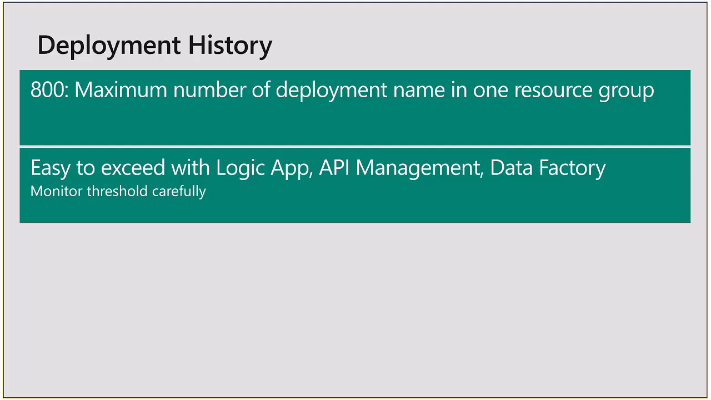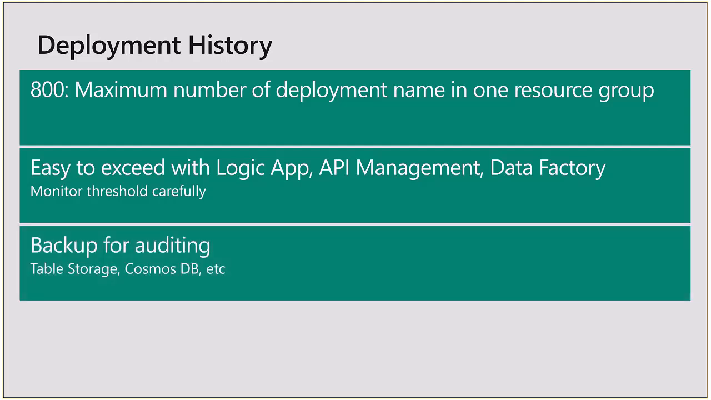So before deleting, probably it's a good idea to back up, for future reference. Before deleting, we need to back up this deployment history somewhere else, like table storage, or Cosmos DB, or blob storage, whatever we want.